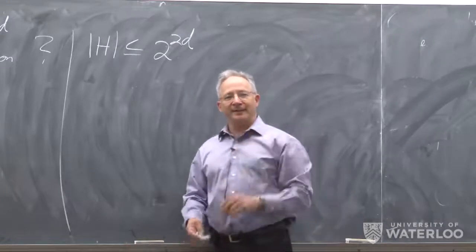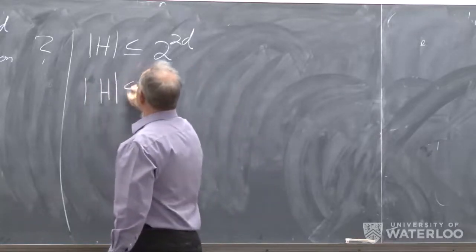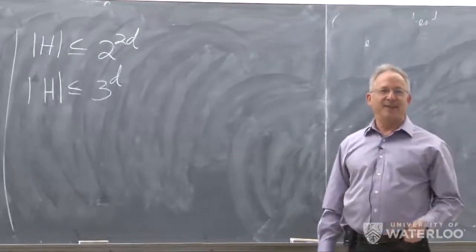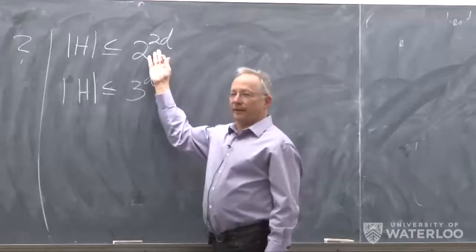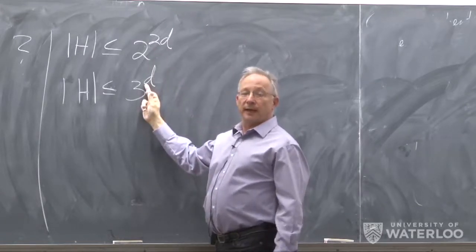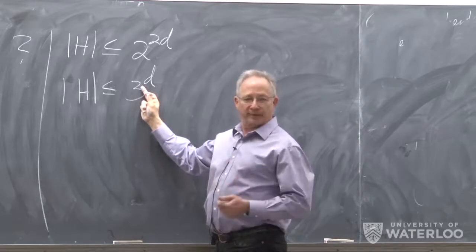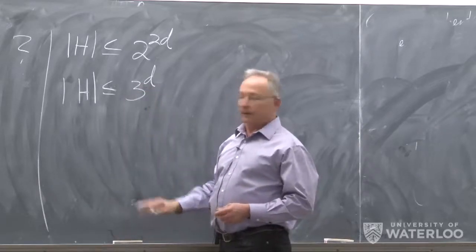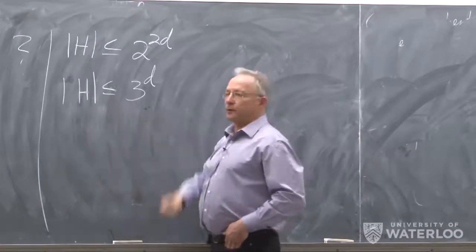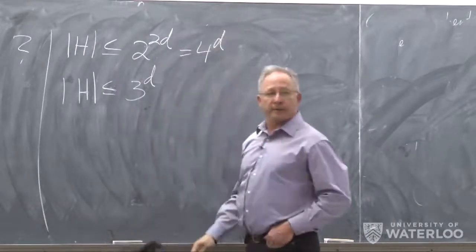Can anybody give me a little bit better bound? Yes? 3 to the D even, right. So we can even get a little bit better. I claim that the size of H is even less than 3 to the D. Why 3 to the D? For every variable, I make one of three decisions: include Pi, include the negation of Pi, or forget about Pi. So I get a little bit better bound. Let's use this bound, but it really doesn't matter. So the size is at most 3 to the D, or this is 4 to the D. It's a little bit worse, but it's still a nice bound.